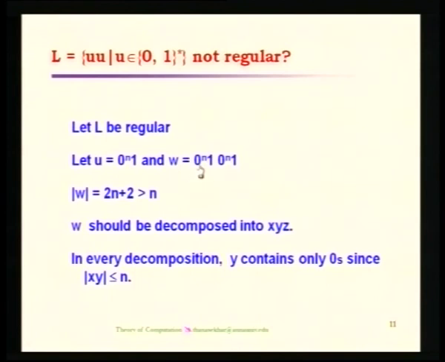Now we pump y zero times. If we pump y zero times, the string is reduced to 0 power n minus k followed by 1, and the second part is not modified. So the resulting string is 0 power n minus k 1 0 power n 1. And we understand that k is not zero, because y is not empty.